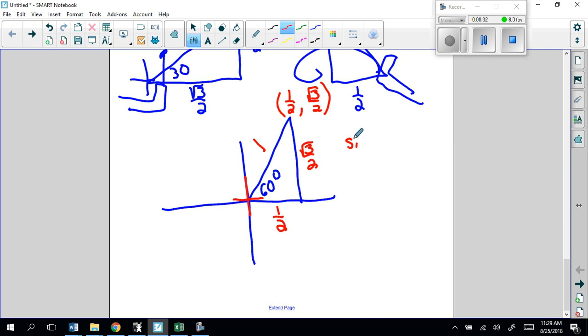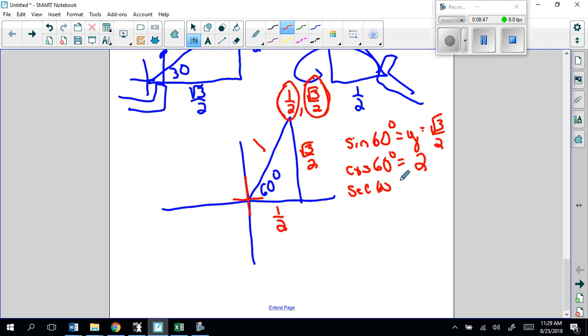And I go sine 60. Well, on the unit circle, it's just the y value. So you just look at it and you write it down. Cosine 60. Just look at the x coordinate, write it down. Secant 60. Reciprocal of 1/2. Cosecant 60. Reciprocal of the square root of 3 over 2. So 2 over the square root of 3, making sure you get it right. Rationalize with the square root of 3, square root of 3, and you get 2 square root of 3 over 3.